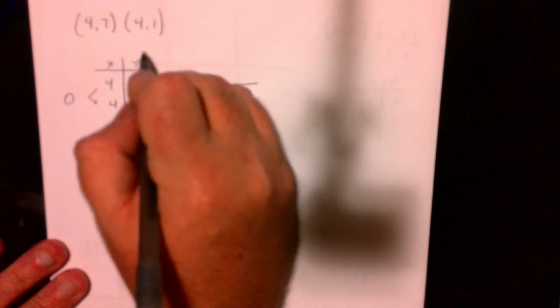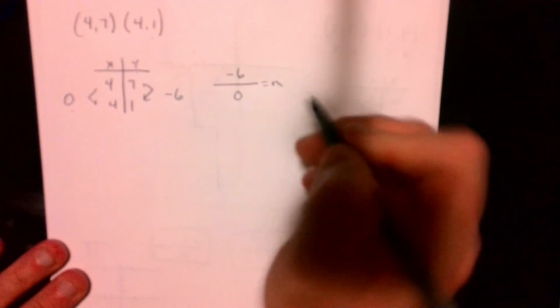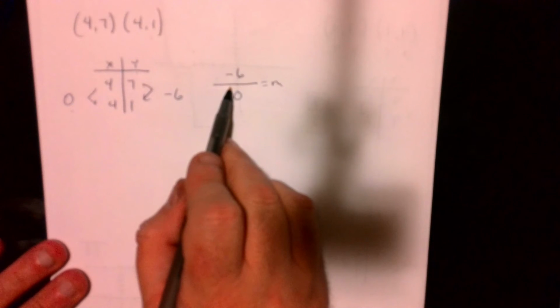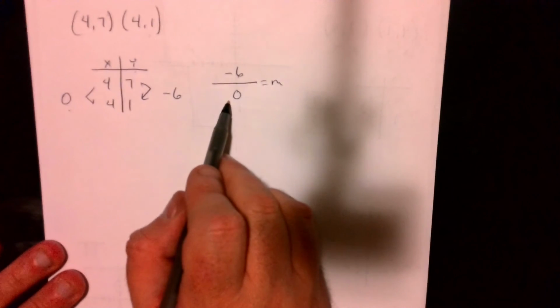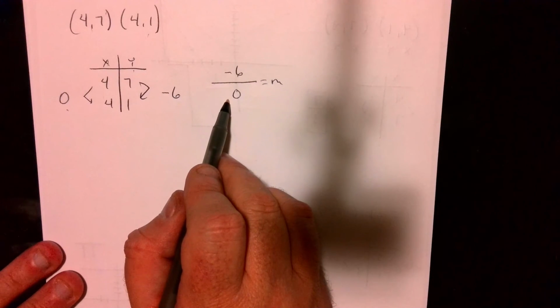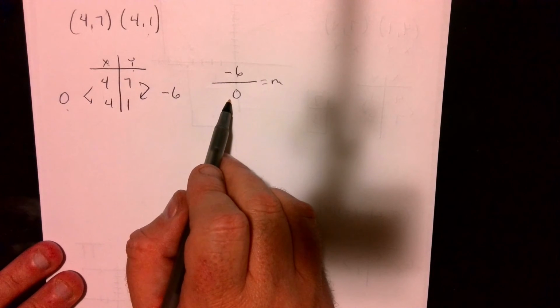But change in X, what happens there? From 4 to 4, we didn't change at all. So we're at the slope, change in Y, which is -6, over change in X, which is 0. So now we get -6 over 0. Can we have 0 on the bottom? Is the slope 0?